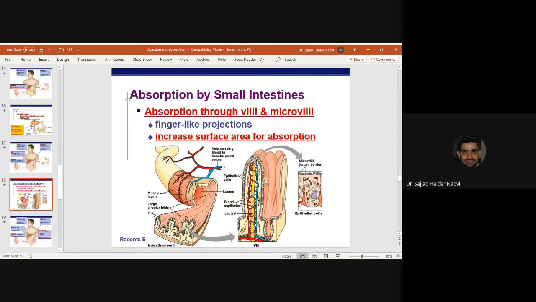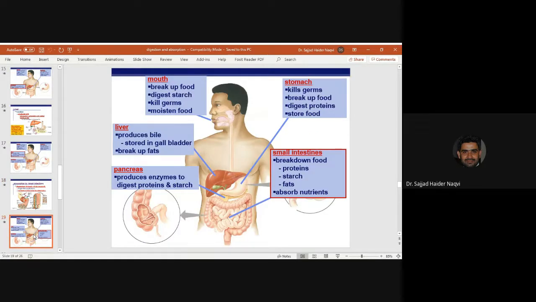And in between the villi, you can see there are a lot of blood capillaries. Because of the larger surface area, as I mentioned, it allows a big surface for the blood capillaries to absorb the digested food from the small intestine. So these villi or microvilli are the finger-like projections, as you can see in the picture, and they have increased surface area for the absorption of the food. So in the small intestine, what will happen? Breakdown of the food, protein, starch, fats, and absorption of the nutrients.